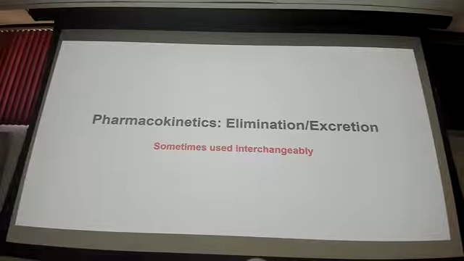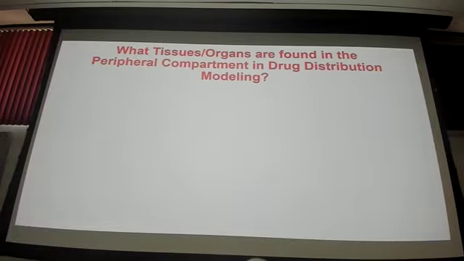Reference to this component of pharmacokinetics. But before we get into this, I have a couple of questions about yesterday's lecture, and then you guys have plenty of time to study for all of this. First question is, what tissues or organs are found in the peripheral compartment as it relates to drug distribution modeling?